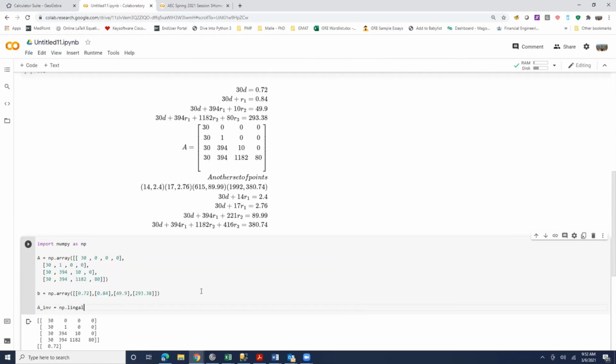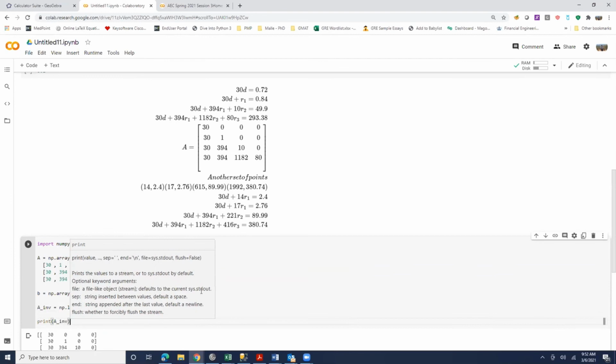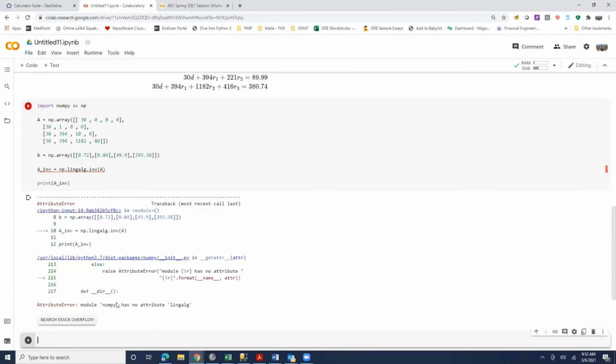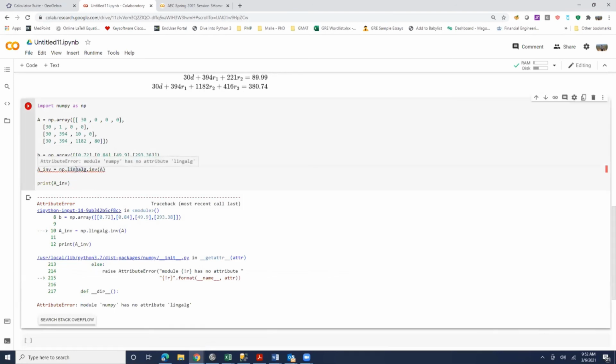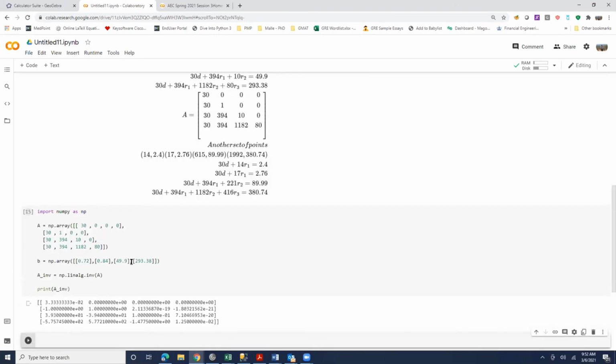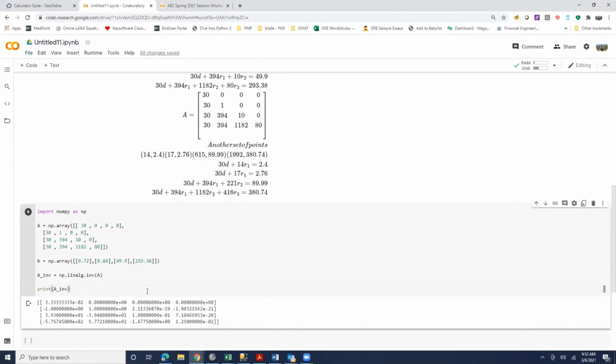Okay, np.linalg.inverse. Is that inverse or inv? It's just inv. Okay, now let's print our A inverse. Okay, np. Oh, not Lee. Typing mistake. Okay, so it gave some inverse, right? Whatever it represents, it gave some inverse.